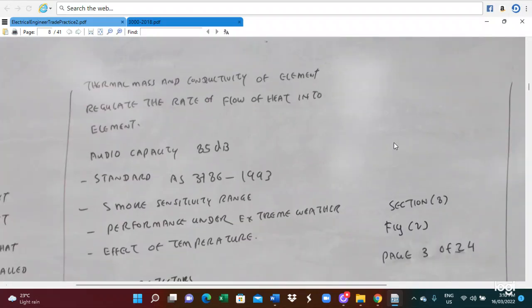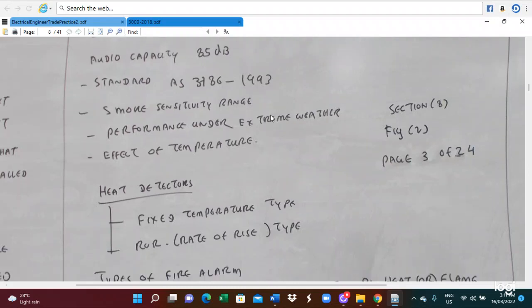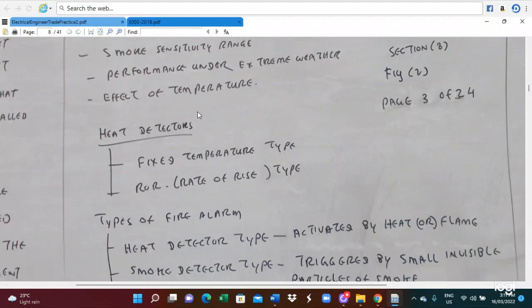So we have to utilize the thermal mass and the conductivity of the element to regulate the rate of the flow of heat into the element. In this case, the smoke alarm must have an audio capacity of 85 decibels. And as the standard, we have to apply AS 3000, 3186, and the 1993 edition. Also, the smoke alarm must have a smoke sensitivity range, and the performance under extreme weather and the effect of temperature need to be considered.